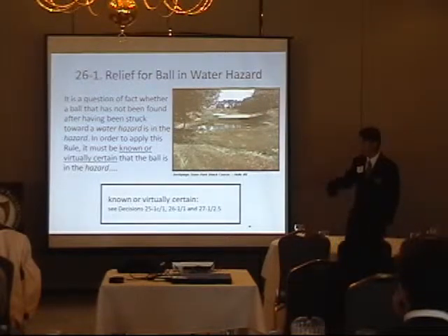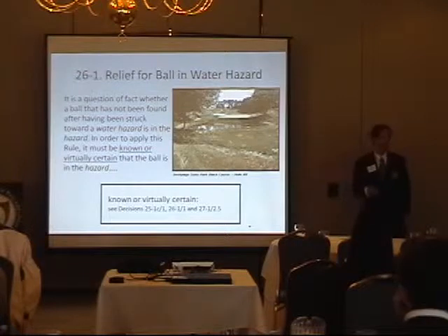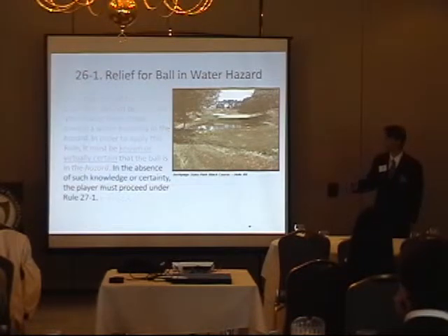And some decisions, 25-1, 26-1, and 27-1 talk about this idea of known or virtually certain. In the absence of such knowledge or certainty, the player must proceed under Rule 27-1, which is ball lost or out of bounds, the provisional ball rule. So if there's any question as to whether or not your golf ball is in a hazard, you have to play under 27-1. You can't just assume it's in a hazard.